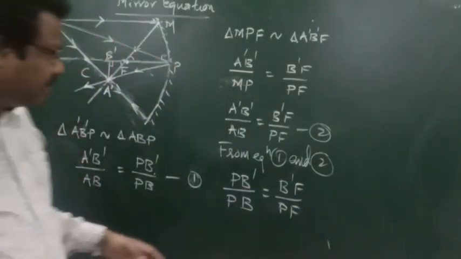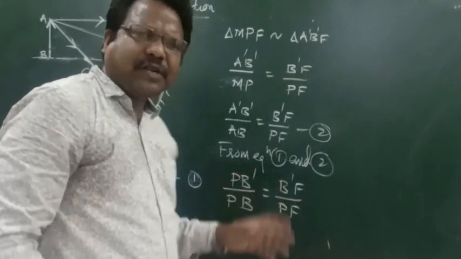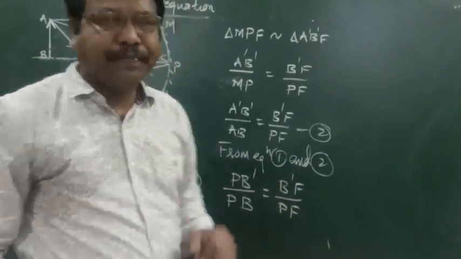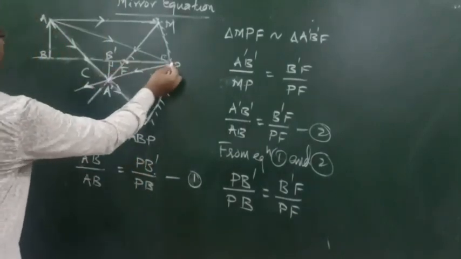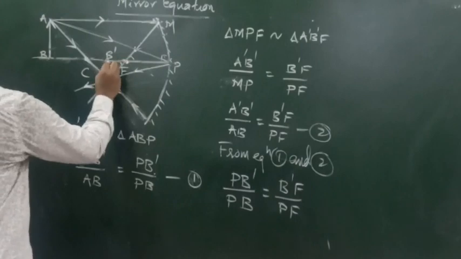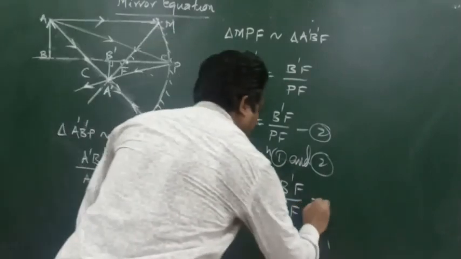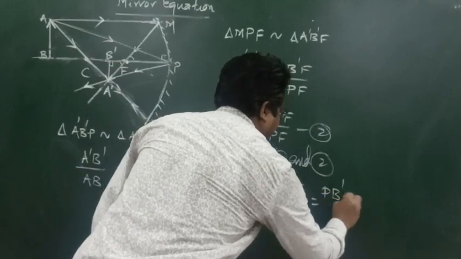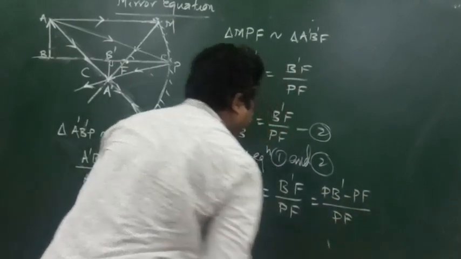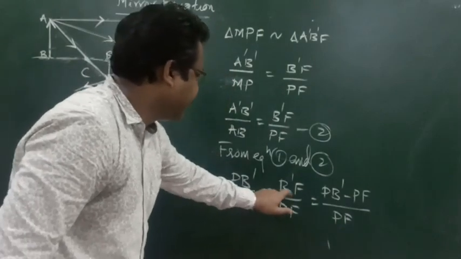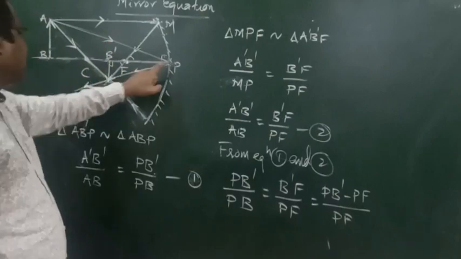Now further, here this B dash F, as we measure all the distances from the pole, therefore it is better to write B dash F as PB dash minus PF. So B dash F can be written as PB dash minus PF upon PF. So in place of B dash F, you may write PB dash minus PF.